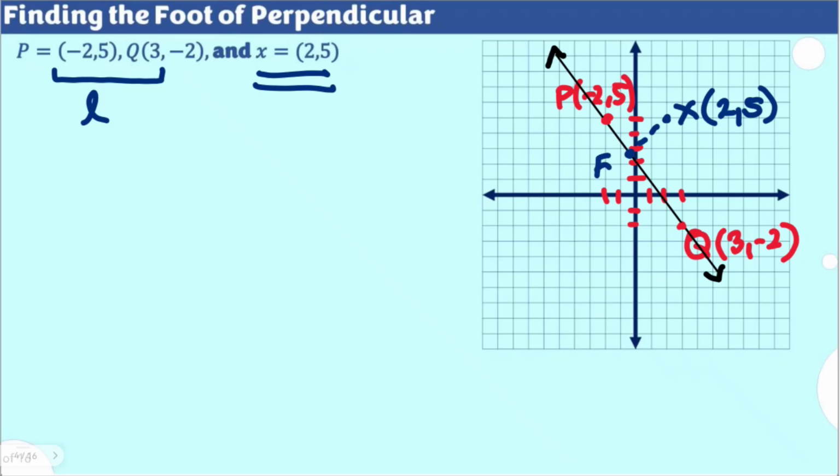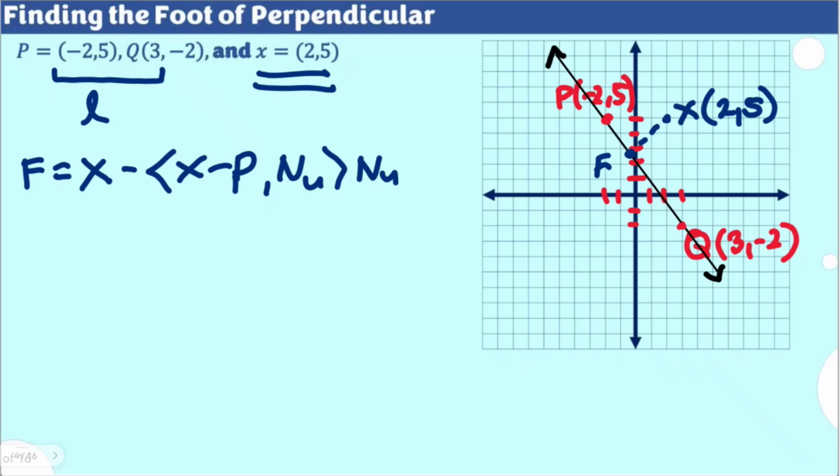So we're looking for F. Now, what would be the process? What would be the formula? We are given the formula F is equal to X, your point X, minus the inner product of X minus P, any point on that line, then N, the unit normal vector, and you have here the unit normal vector as well. So let's try to identify first our unit normal vector. We start with the vector V, then we get the normal vector, and then the unit normal vector. That's the process, right?